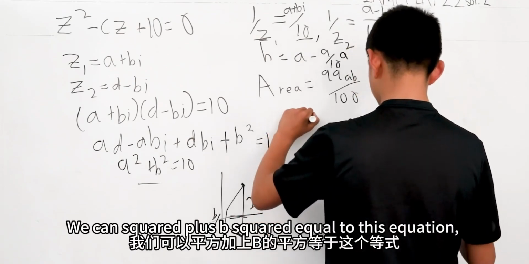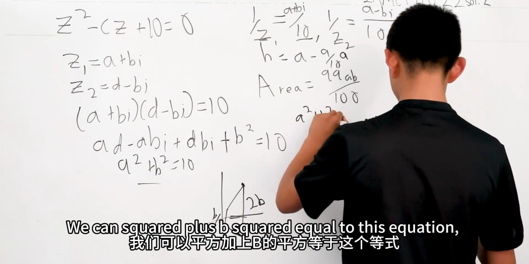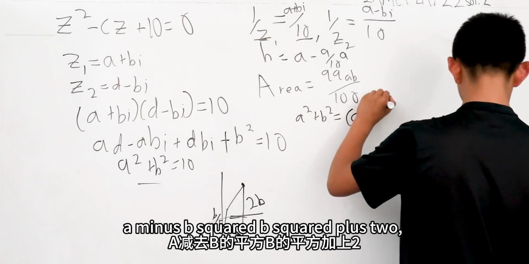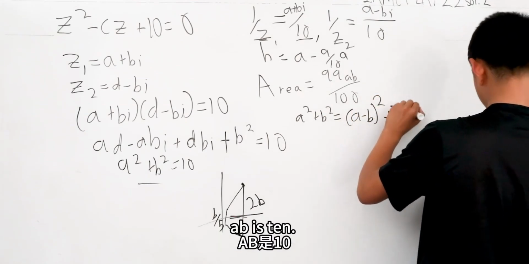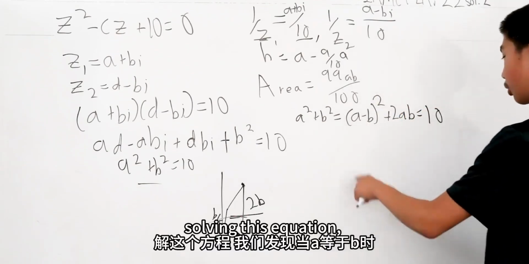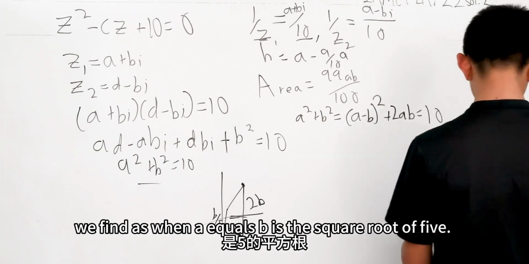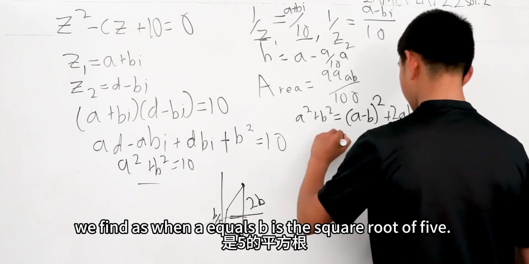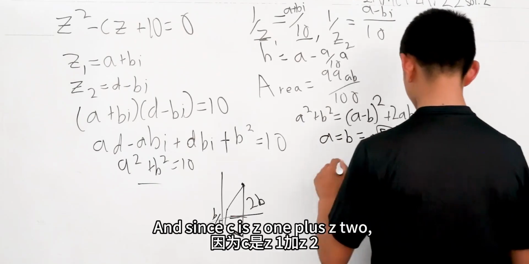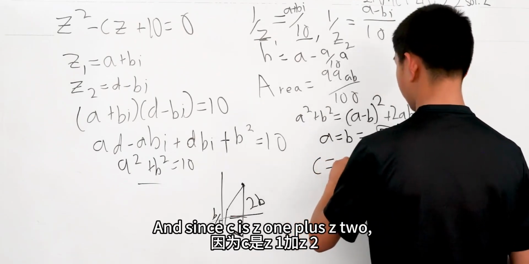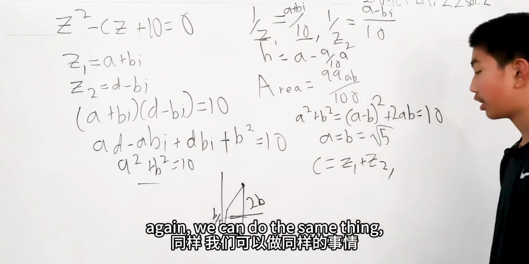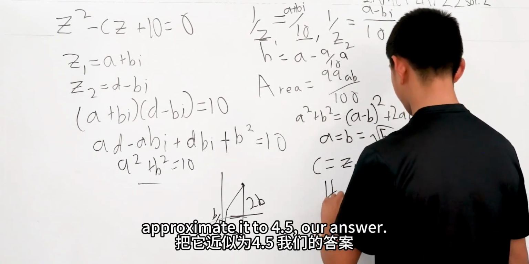We can say a squared plus b squared equals 10, which is a minus b squared plus 2ab equals 10. Now, solving this, we find that ab is maximized when a equals b, which is the square root of 5. And since c is z1 plus z2, again, we can do the same thing, approximate it to 4.5, our answer.